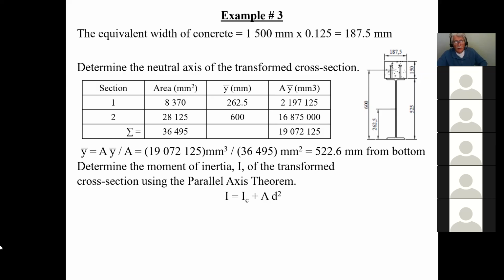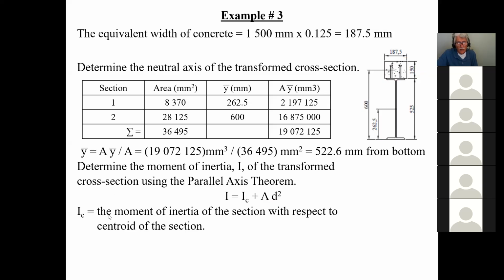Okay. Now, determine the moment of inertia of the transformed section using the parallel axis theorem. Now, for the steel, this is given to you already. In other words, this is your IX value. All you have to worry about is your AD squared for the steel. For the concrete, you have to calculate the IC for this. Then, of course, you have to calculate the distance from the centroid of this to the centroid of your cross section.